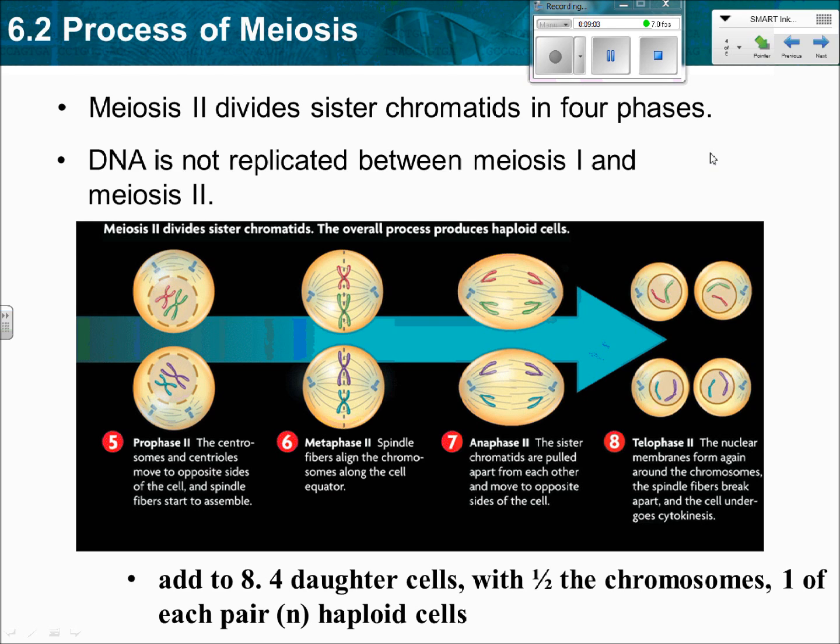So if you look back at number 1, how many chromosomes did we have in prophase 1? How many chromosomes did we have in prophase 1? 4. And that was diploid. We had 2 pairs. How many chromosomes do we have now? In the very end, right here, how many chromosomes are in here? 2.